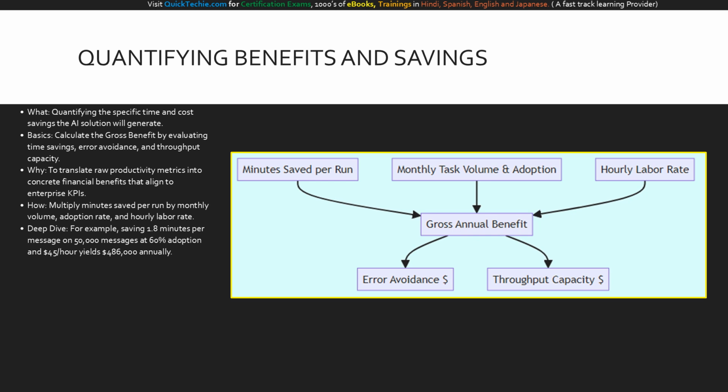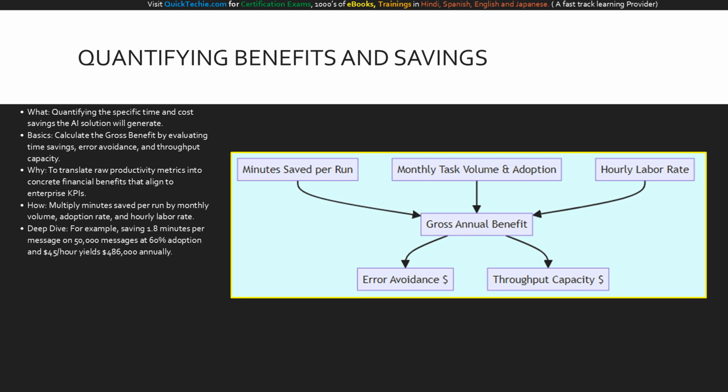Why must we do this math so rigorously? Because executives need us to translate raw productivity metrics into concrete financial benefits that align directly to enterprise KPIs. How do we calculate this? The formula requires multiplying the minutes saved per run by the monthly volume of tasks, the expected user adoption rate, and the hourly labor rate of the employees involved. For a deep dive, let's look at an illustrative example.